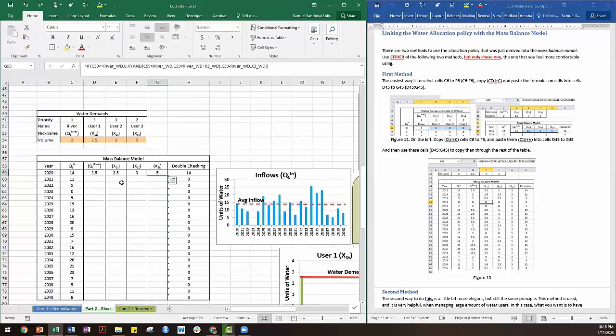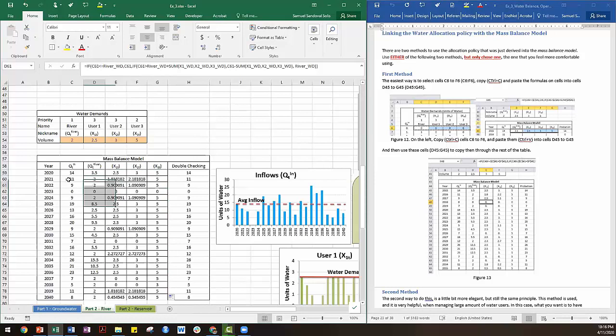So this is what we're going to be doing here. If this is 14, then everyone gets their 12.5, and that 1.5 that is remaining will go to the river. That's basically what is going on here. In the instance of 11, this guy gets 2, this guy gets 5, and then the remaining water is divided proportionally between these two guys here.